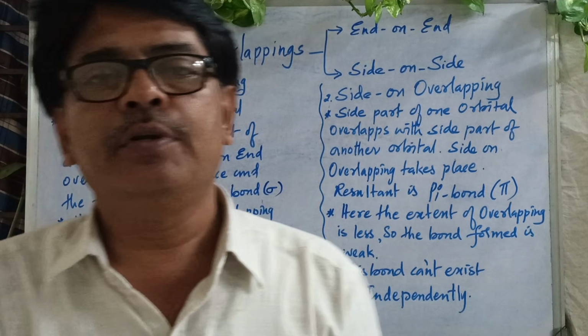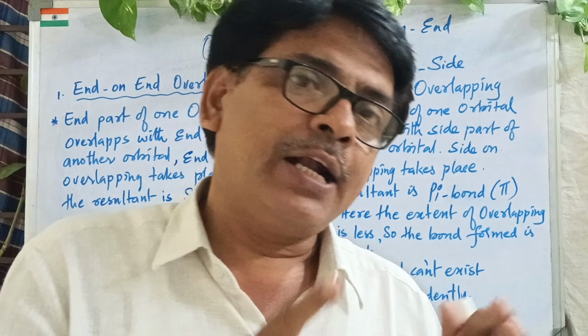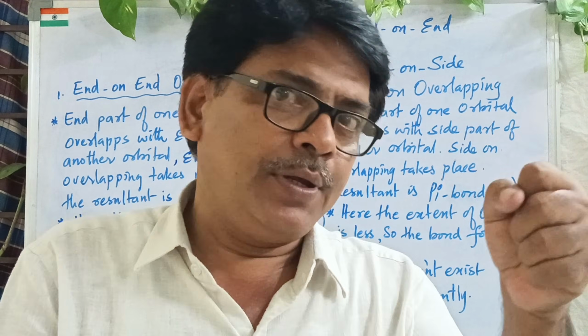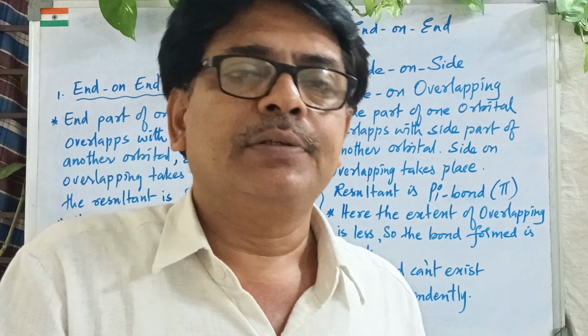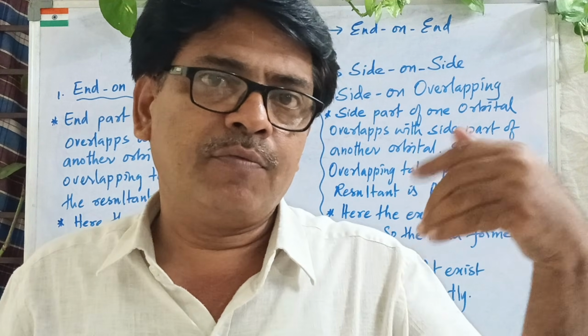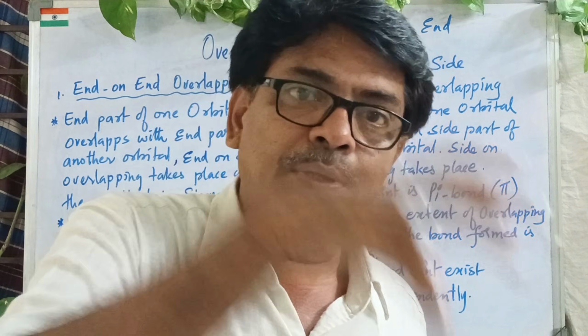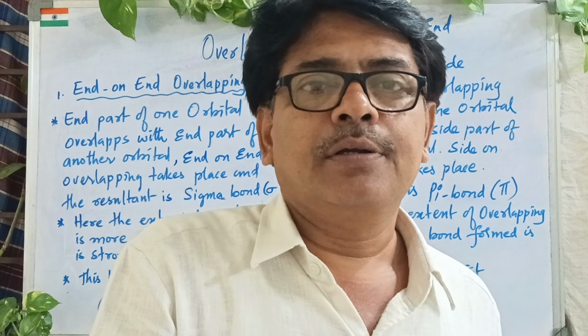See, in the previous video, we have seen overlappings possible among S and P. One is S overlapping with S. Other one is P overlapping with P. And the third one was S overlapping with P. SS, PP, SP.